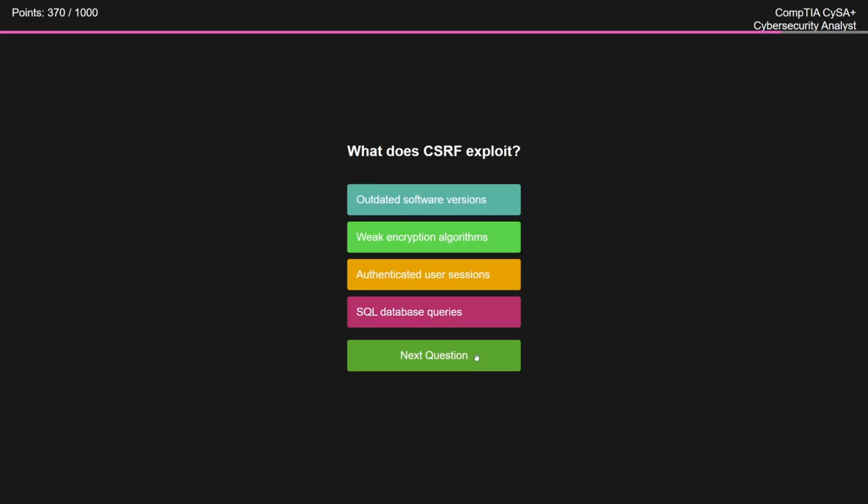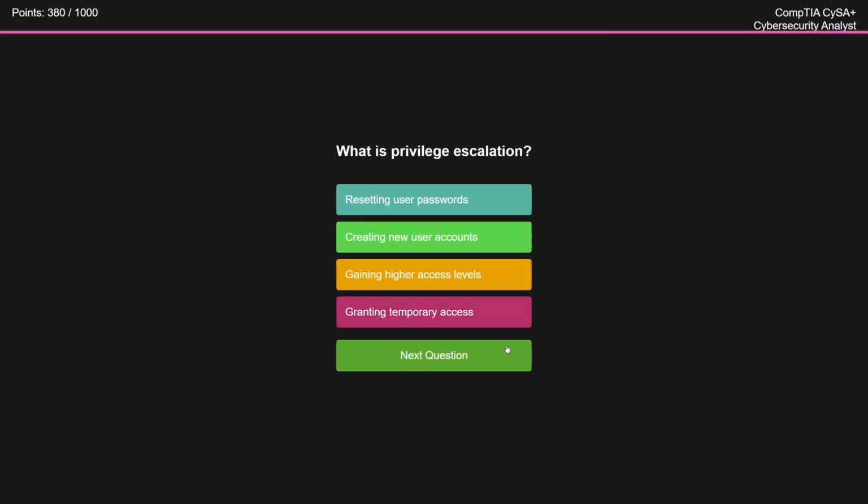What does cross-site request forgery exploit? I would say authenticated user sessions. Because a lot of the times they're trying to exploit while you're actively in the session. That's like online banking. Once you're logged into your account, they're going to be trying to mess with that session so that they can send money to their account through an exploit, right? That's just an example, but it is real. It could happen.